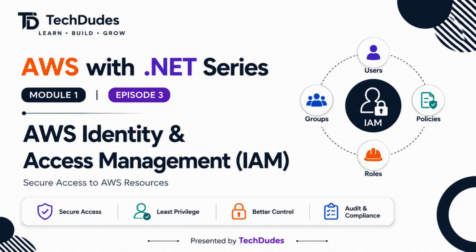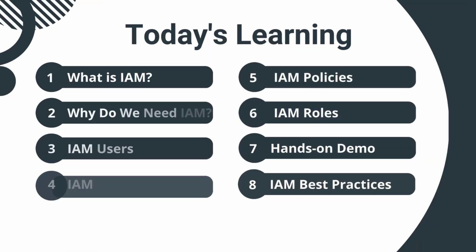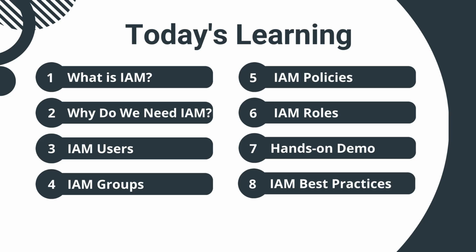In our previous episode, we learned how to install and configure AWS CLI, right? In today's video, we are going to learn one of the most important AWS services, that is Identity and Access Management, which is commonly known as IAM. So in today's video, we are going to learn what is IAM, why do we need IAM, and IAM components, and we'll see a hands-on demo and a few best practices.